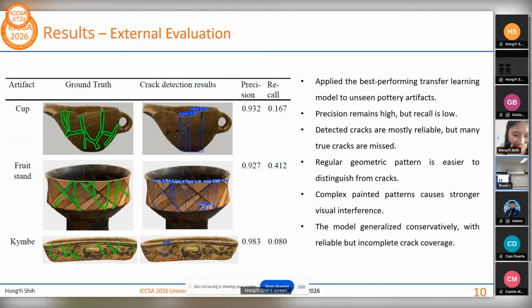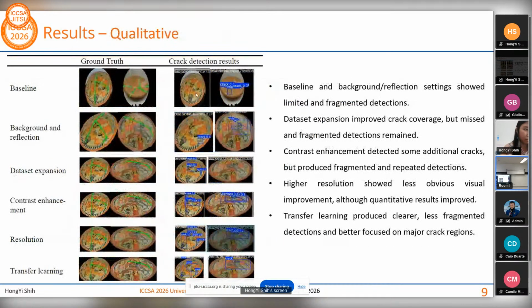I'm sorry, I don't get it. How did you analyze the false positives in this data set? You mean the wrong detection of the crack? Yes, if there was any detection of a crack that wasn't actually a real crack.